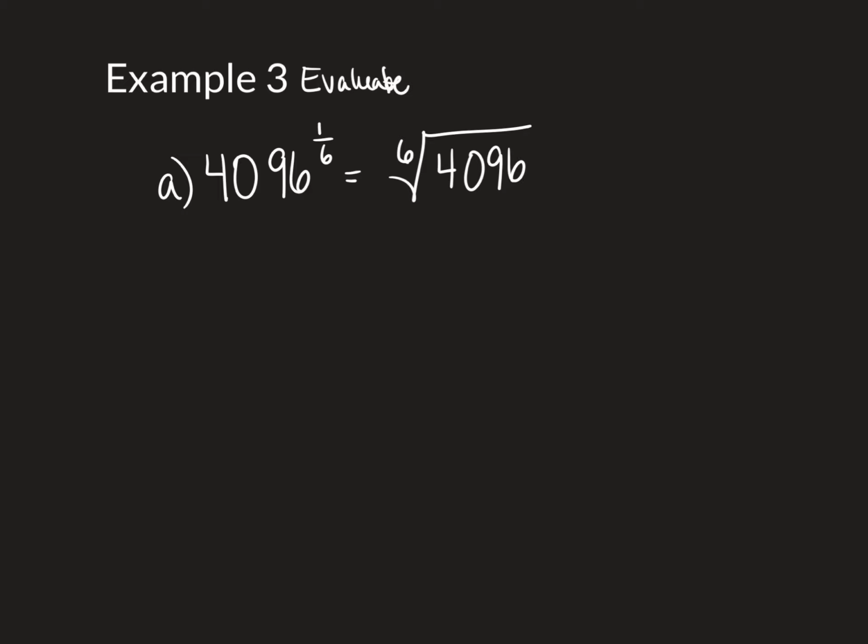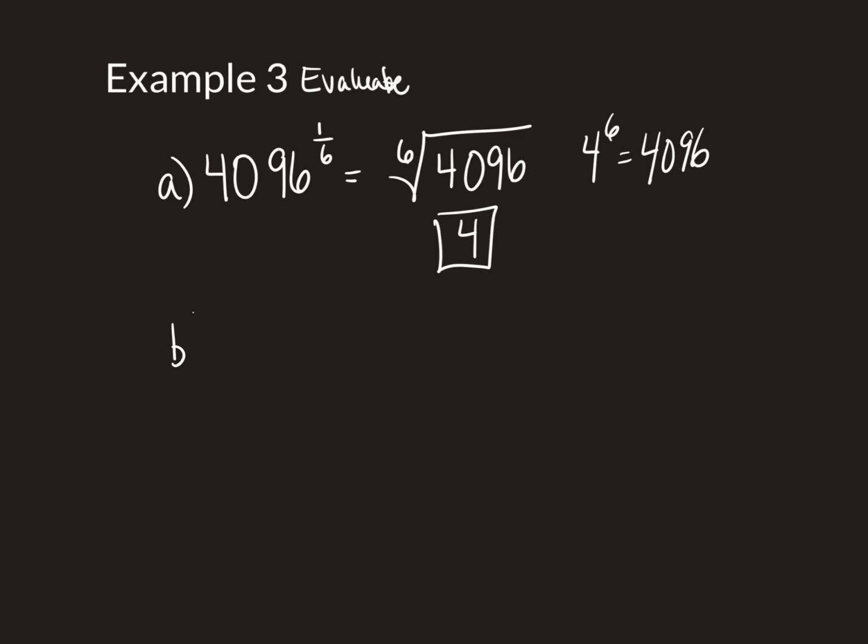Now if we look at our reference, look at the column that has 6 as an exponent, and I see 4096 there. 4 to the 6th power is 4096. So that means the sixth root of 4096 is 4. So it's the base that's being raised to that power of 6. That's going to be your answer.